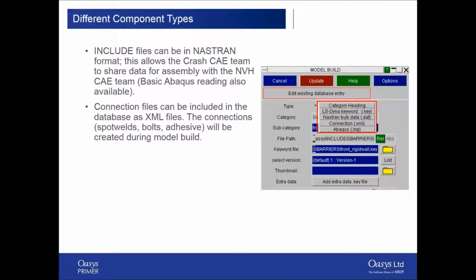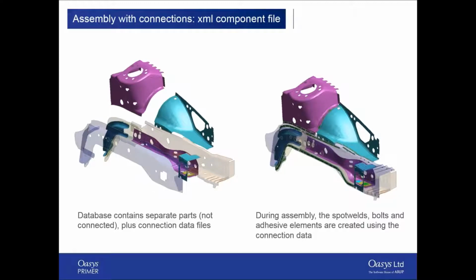So if you create connection entities in Primer, so spot welds, bolts, adhesive, you can save that connection information as an XML file, and that can be a component within your model build process. And if it is an XML file, when you do the model build, the data within that XML file will be used to create connections. So here's an example of that. Here the database contains separate parts that aren't connected. It also contains this XML file. During model build, these parts are joined together with the information that exists within that XML file.